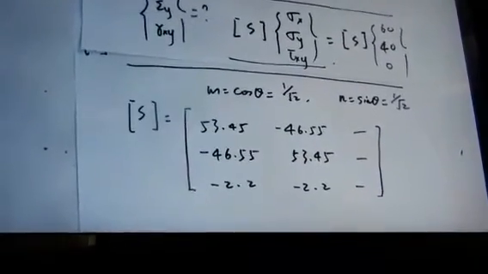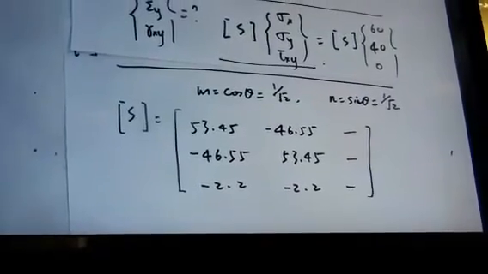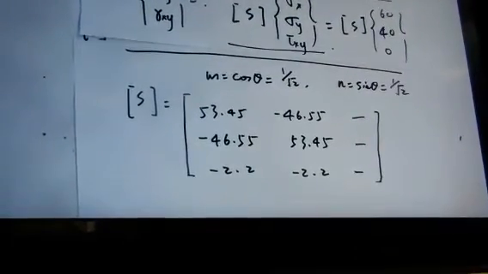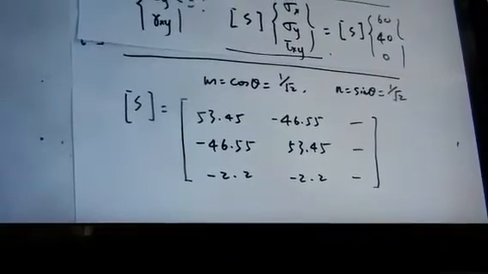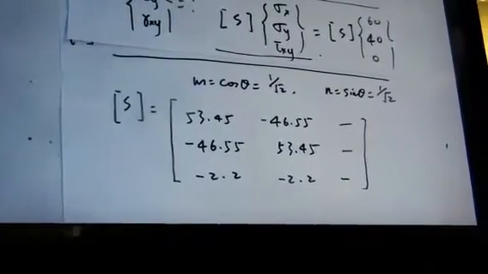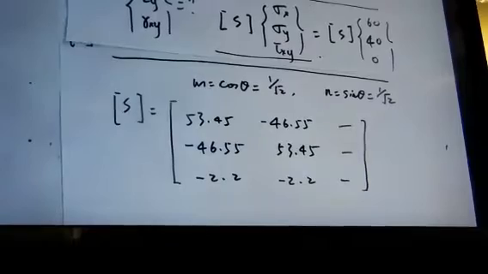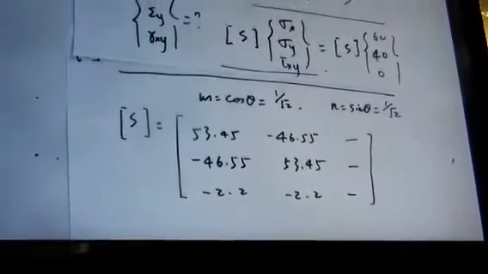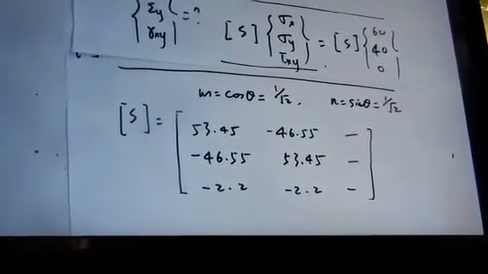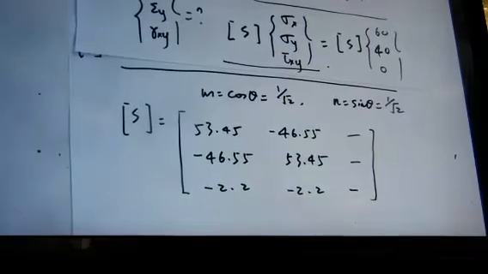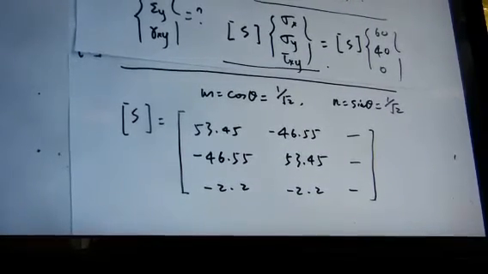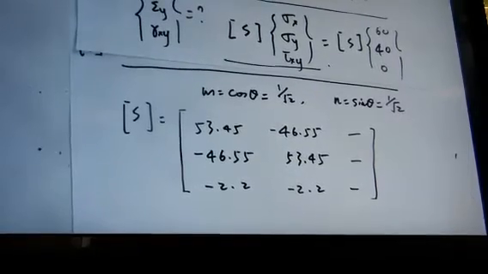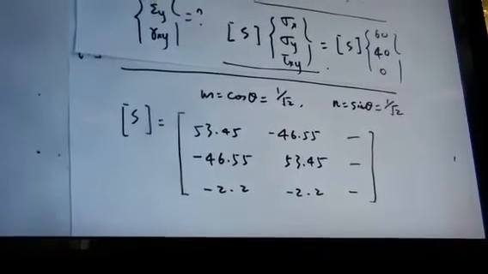There's a 0 in the third row of the stress column, so this value doesn't matter much. No matter what it is, it will not affect your strain calculation. So only this one times 40, plus this one times 60, plus this one times 40, you get the first strain component. And this one times 60 plus this one times 40, you get the second strain component, and this one for the shear strain component.